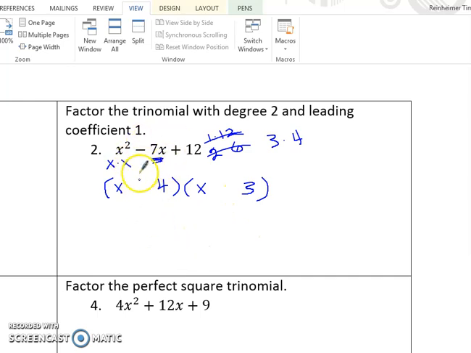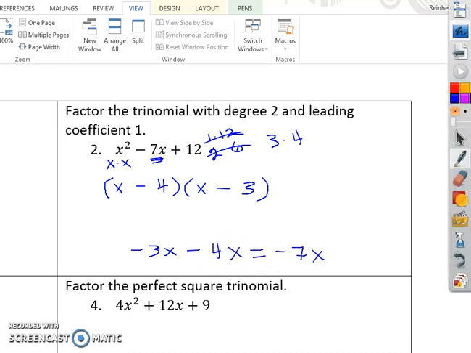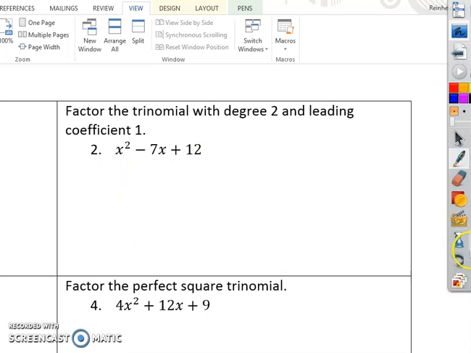And how do we get a negative 7x? We get it by a minus 4 and a minus 3. Remember that the outer 2, which is minus 3x, and the inner 2, which is minus 4x, will combine to give us that number of minus 7x. Let's move on to problem 3.